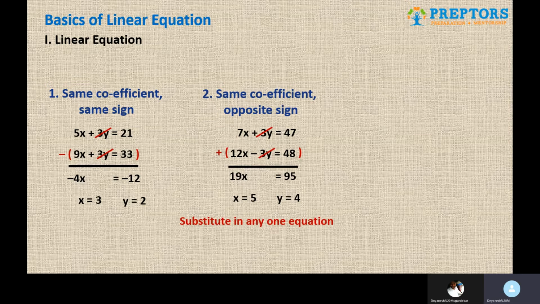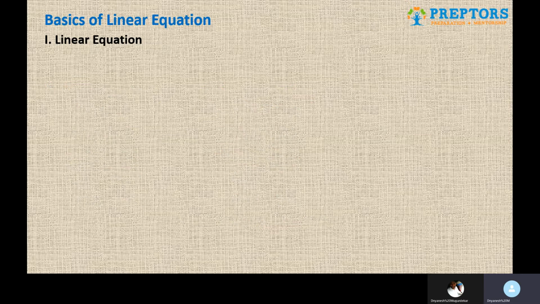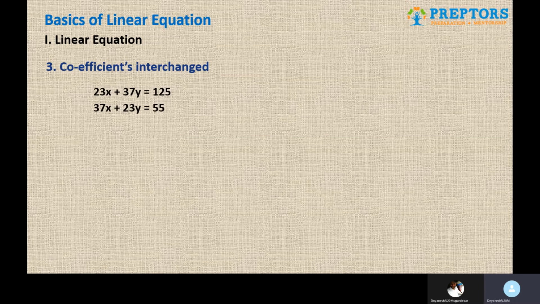The third scenario is something that most of you probably would not have tackled before, which is something like this. It's purely from an observation perspective. The category name is coefficients interchange, which is something like this: 23x plus 37y is equal to 125 and 37x plus 23y is equal to 55. It's a purely observation skill; you understand that the coefficients of x and y have been interchanged.